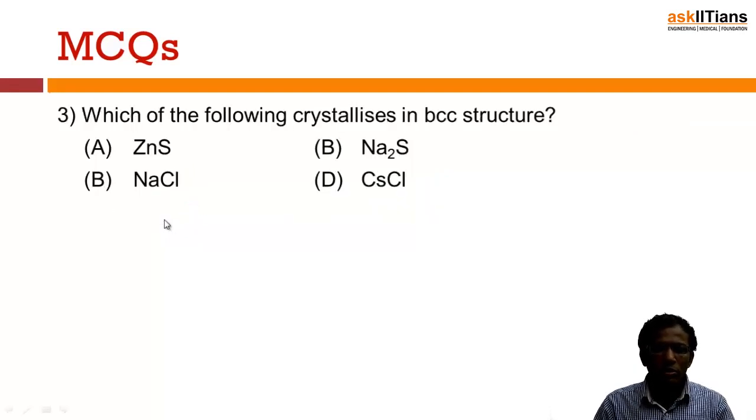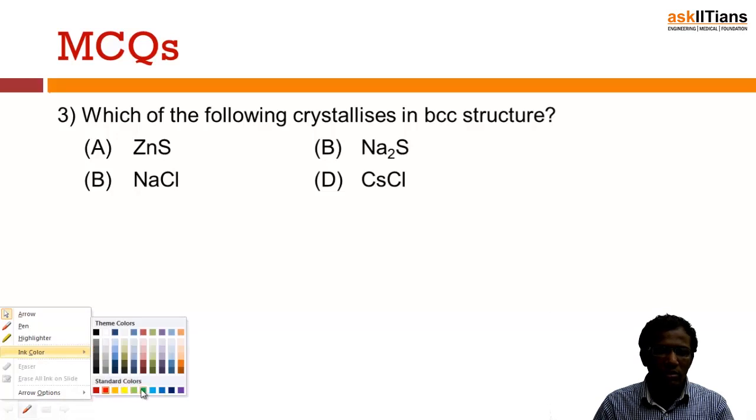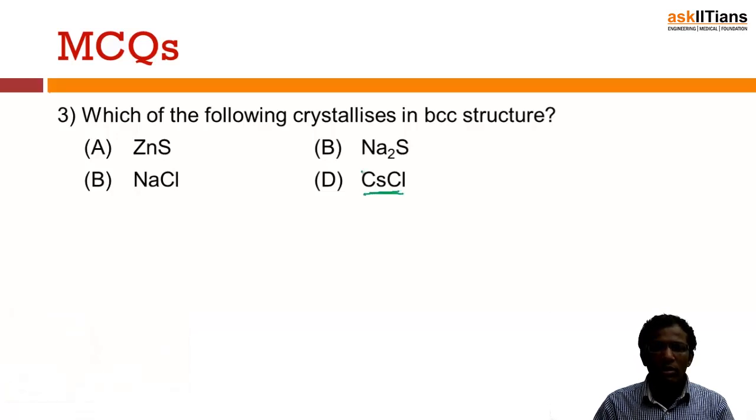Okay. So the next MCQ is, which of the following crystallizes in a BCC structure? BCC structure is given by cesium chloride, where cesium is a bigger cation. So the cesium ion is going to be at the body center, and the chloride ions which are smaller are going to occupy the corner positions. So cesium chloride has a BCC structure. Okay. So I will stop this part here, and whatever remaining things about the 3D packing there are, I will cover in my next part.